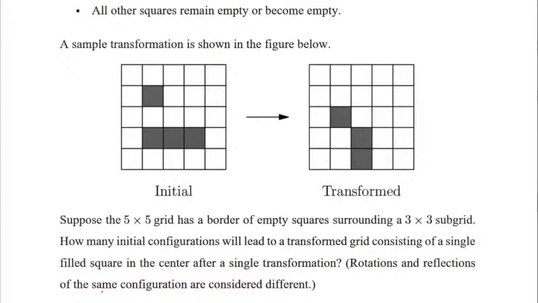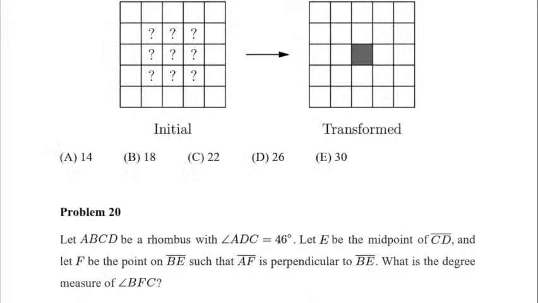Rotational reflections of the same configuration are considered different. When it says they are different, it means the problem is easier, because if they are the same, you should pay attention, for example, to configurations that can be reached from each other by rotation or reflection. And the figure, we should determine only this 3x3 to reach this. It is initial, it is transformed. So we should only pay attention to these 2 figures and the 3 rules that we have.